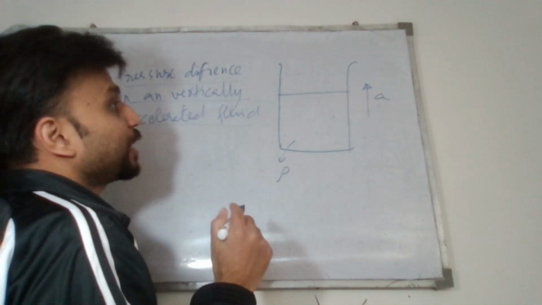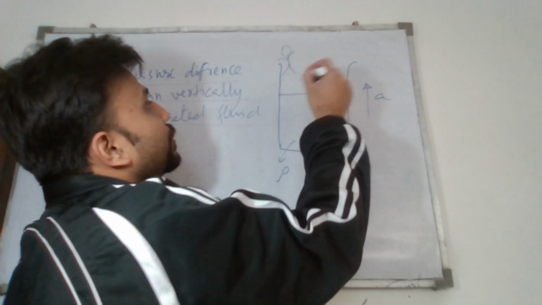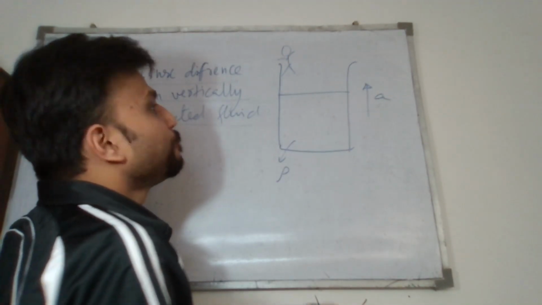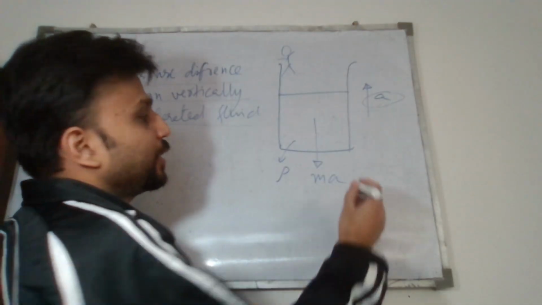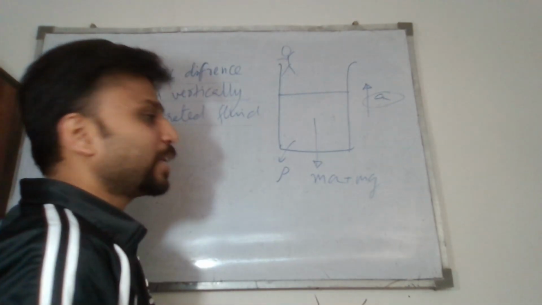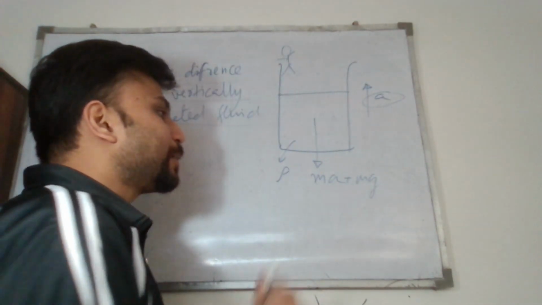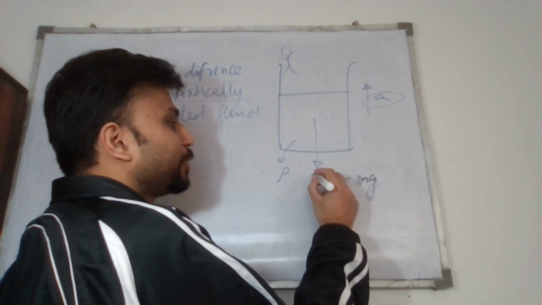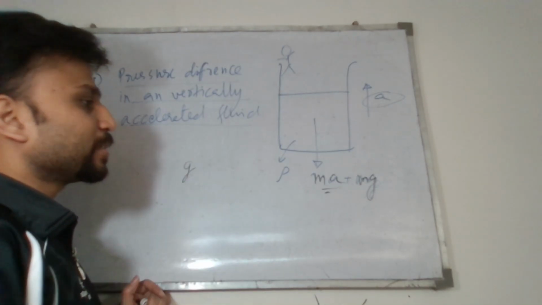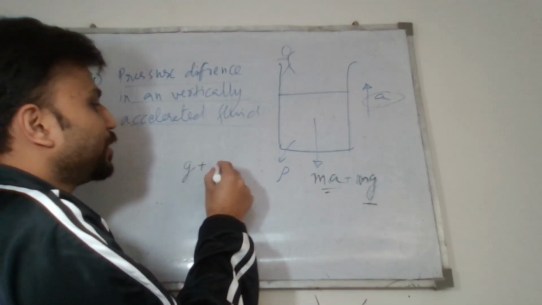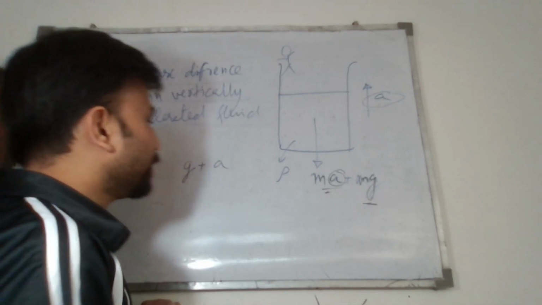Its value can be calculated by using pseudo forces. So if I have an observer which is attached to this container, it will see that the fluid particles experience a pseudo force ma in addition to the gravitational force mg. So this means that the gravitational force mg is supplemented by the pseudo force ma. So wherever this g factor is coming in this equation, it will be accompanied by this a factor if the container is accelerating vertically upwards.